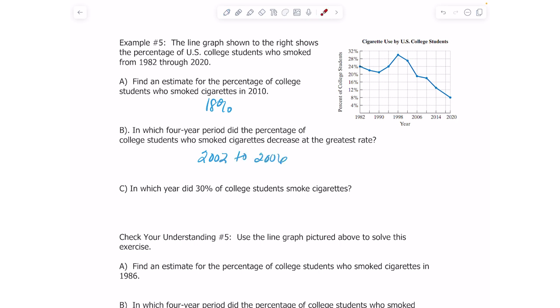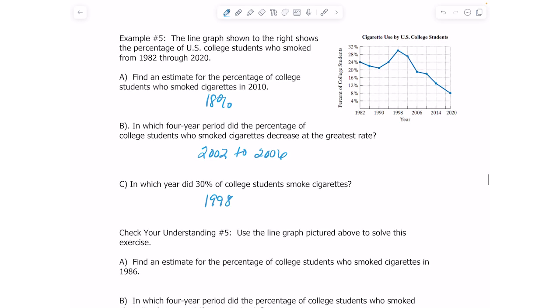In which year did 30% of college students smoke cigarettes? So now I have to look at the vertical axis, and we know 30 is going to fall between 28 and 32%, right? So if I go across to where I hit the graph, right about 1998, that's right where it's approximately 30% of students smoke cigarettes.